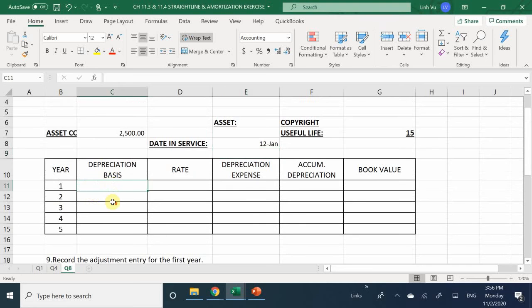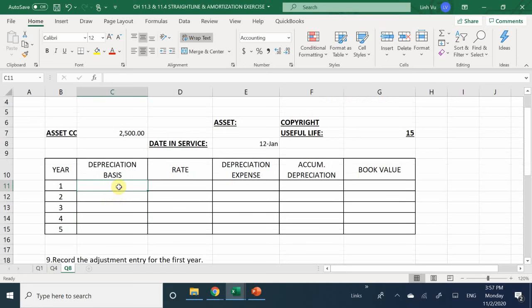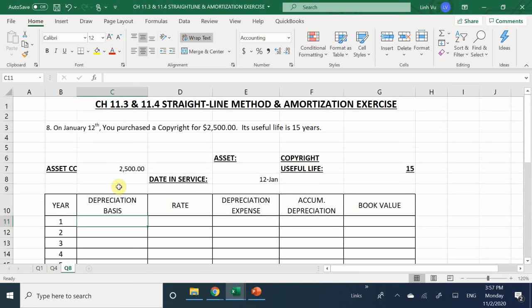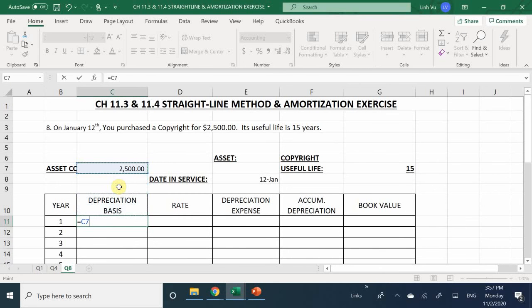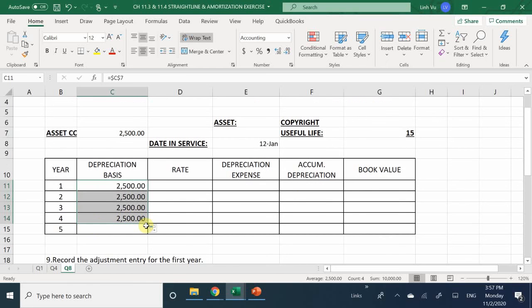So what's my depreciation basis? Again, amortization and straight line act the same. So what's my depreciation basis? 2,500. Yes, it's going to be whatever amount I have here. 2,500 all the way through.